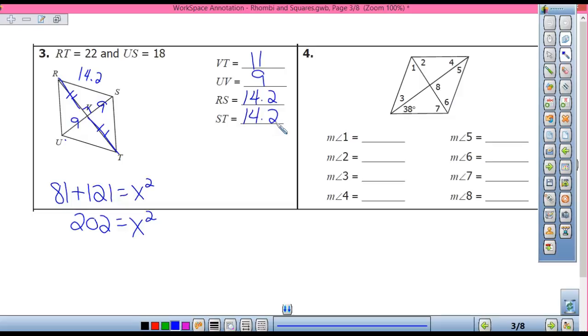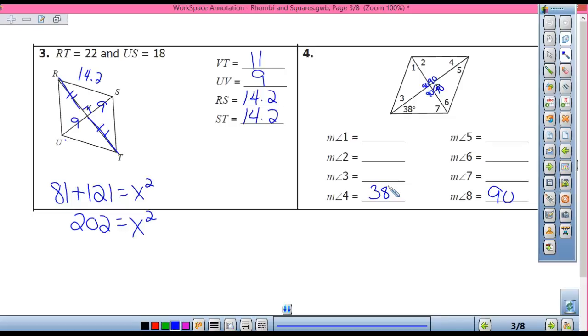Now, because we have these little angle symbols, we can talk about angles. What angle do you want to start with? Let's start with angle 8. What's 8? 90. Why? Perpendicular, because diagonals are perpendicular. What do you want to go to now? 4 is what? Why? Alternate interior.